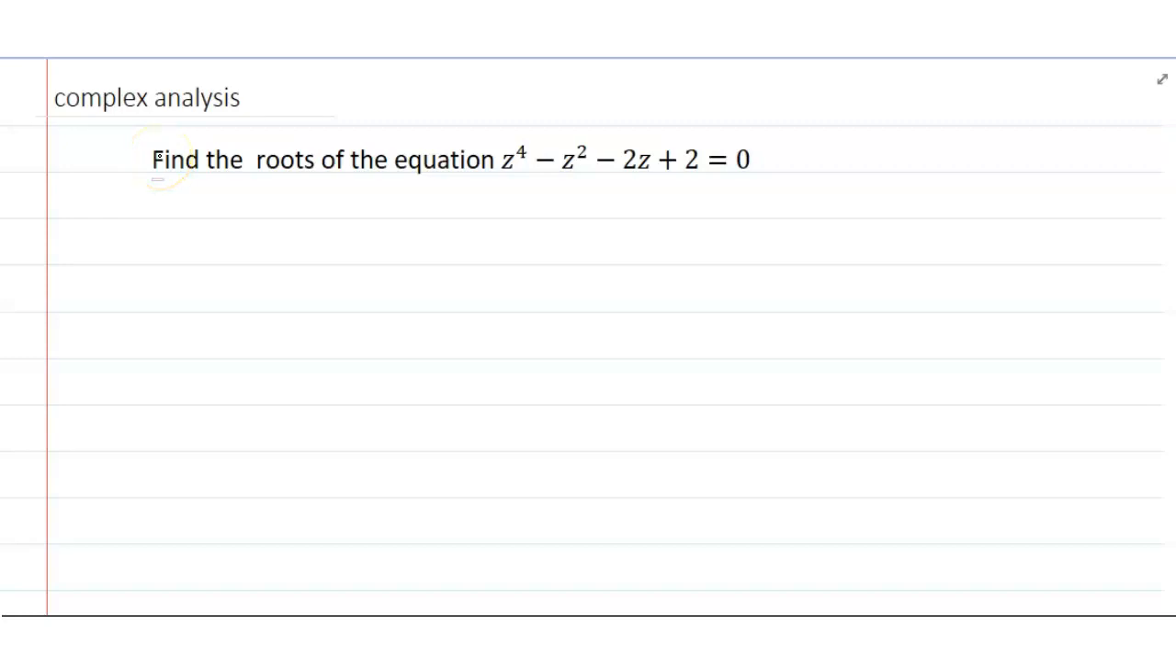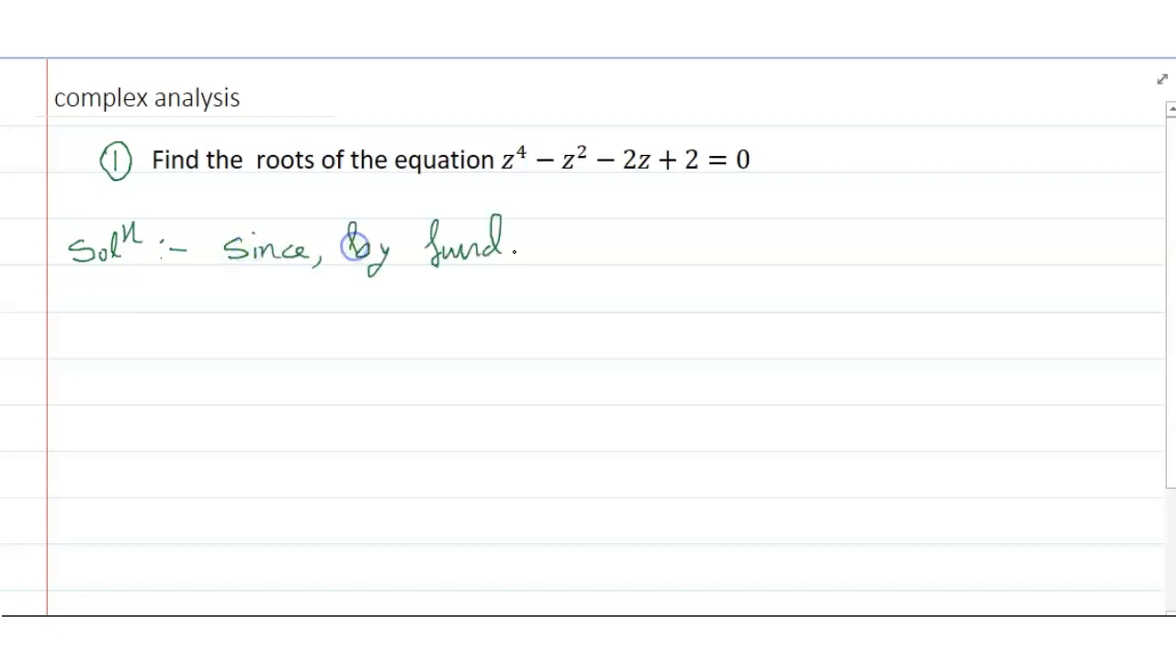Today's discussion is complex analysis. So friends, my first question: find the roots of the equation z^4 - z^2 - 2z + 2 = 0. So friends, let's start the solution.